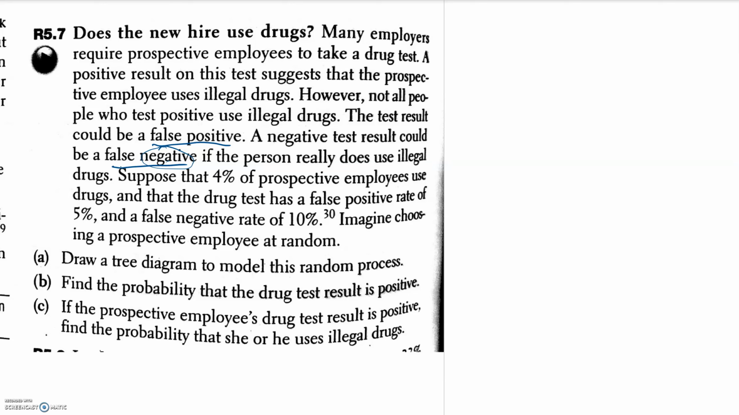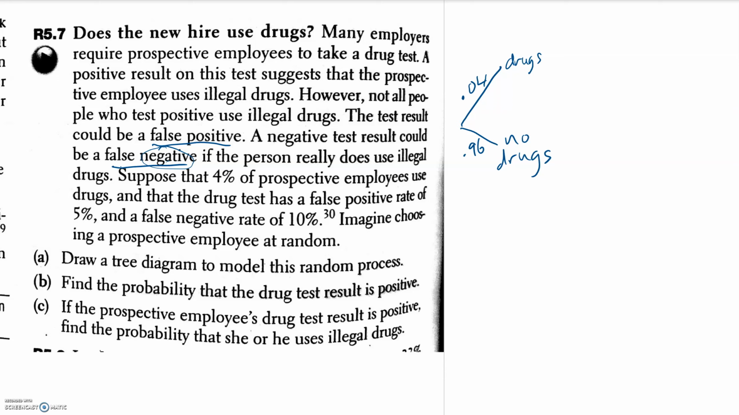All right, so suppose that 4% of prospective employees use drugs. Well, we can start with that. So let's go like this. And we'll say drugs, no drugs. And we know the percentage of employees that use drugs. And this is prospective, so these people that want to get the job. So 4% use drugs, and then the other 96%, those should always add up to 1.